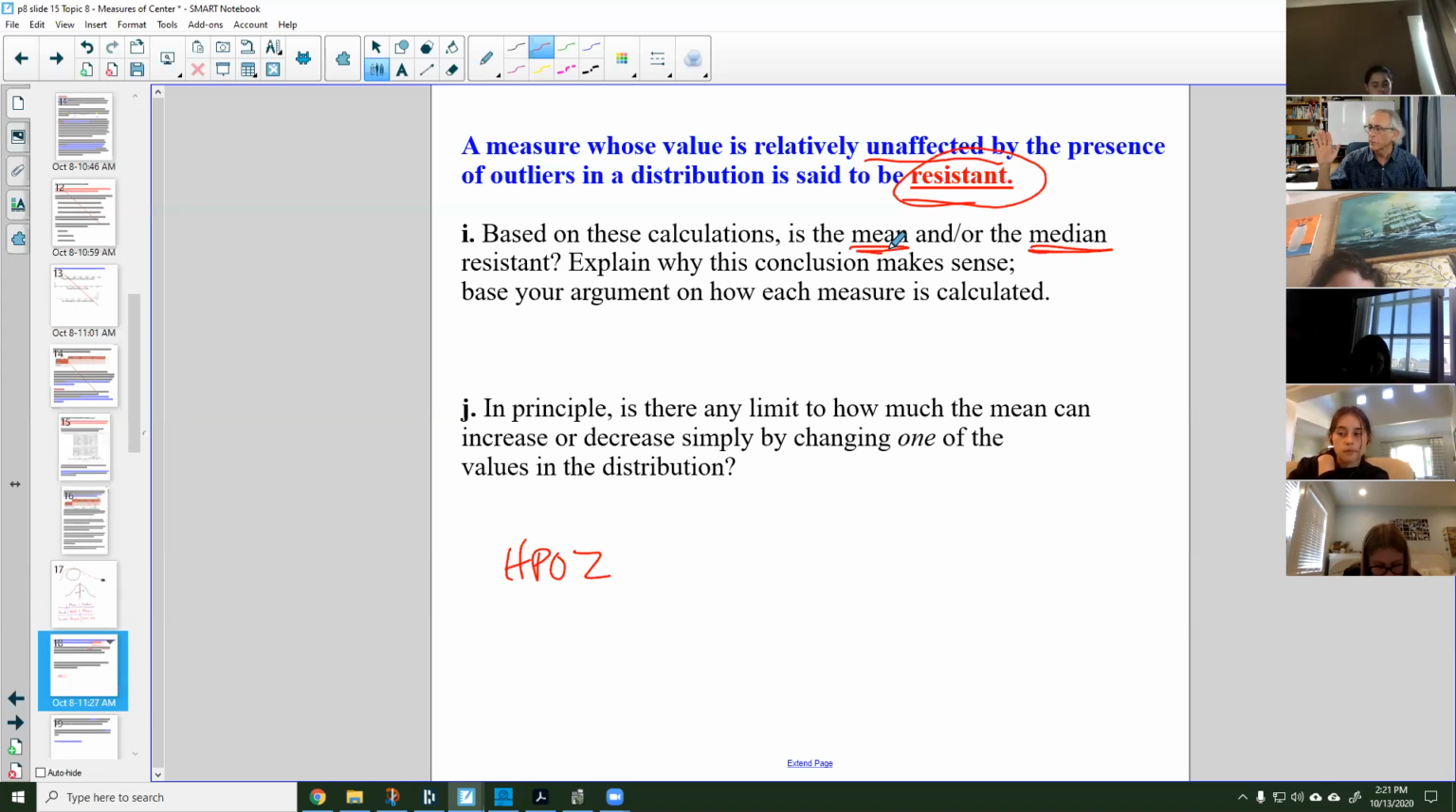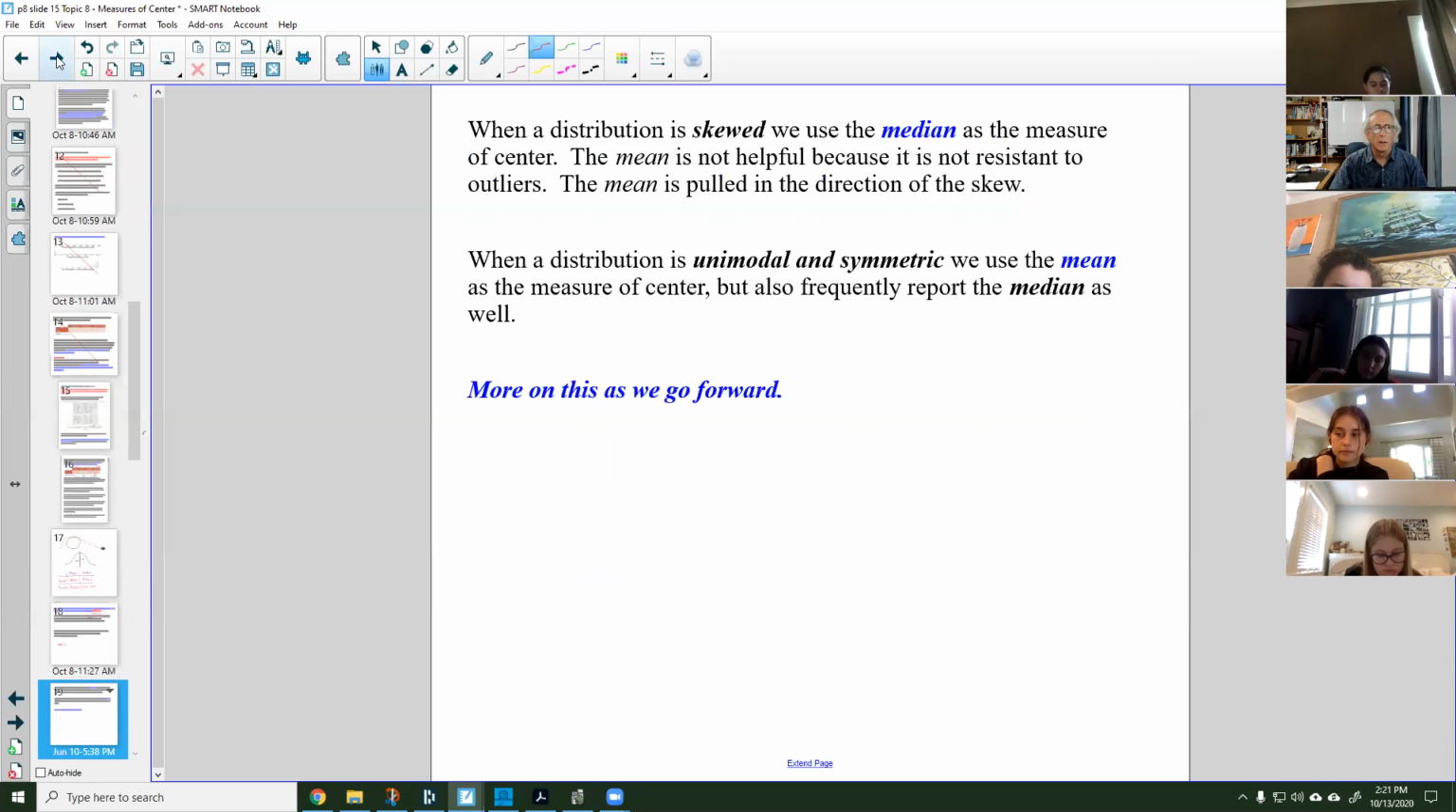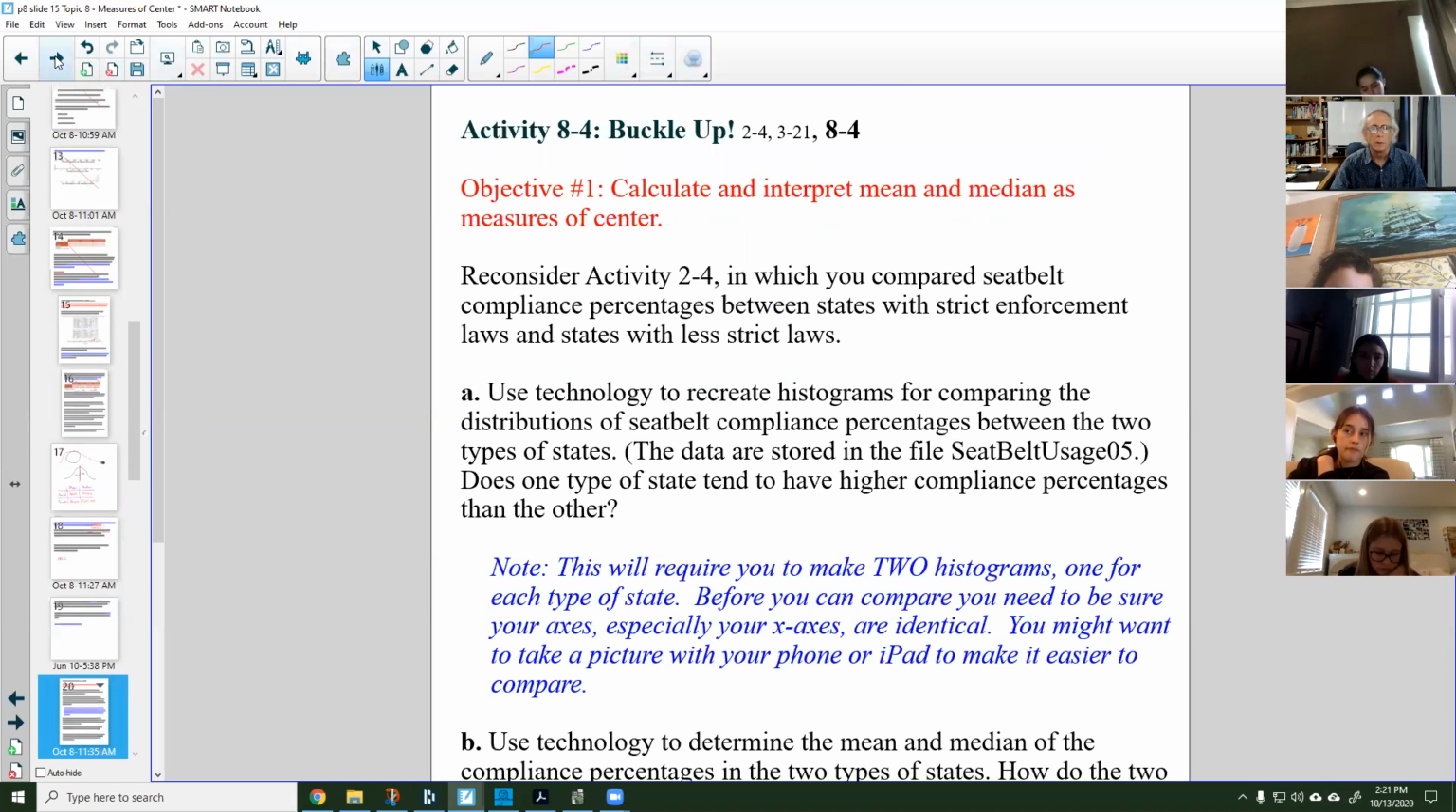Am I making sense here? Yes. Okay. All right. I said when it's skewed we use the median, and when it's symmetric, we use the mean. I gave you the little chart. That was good.